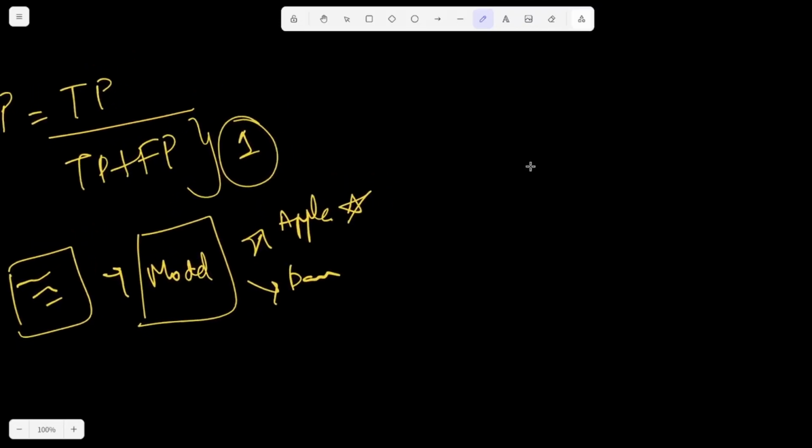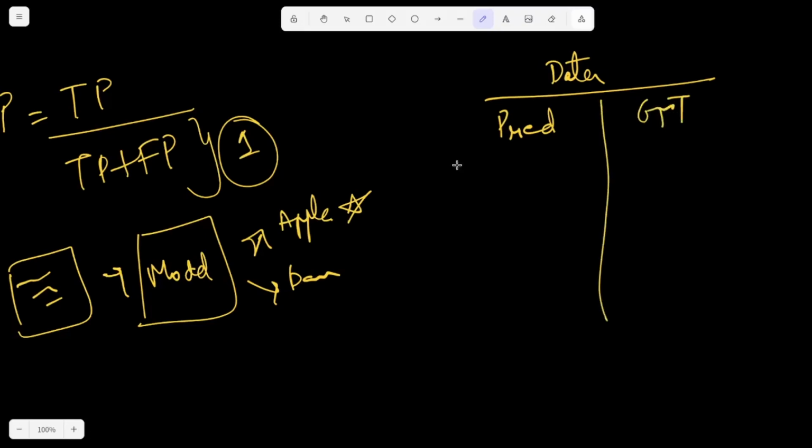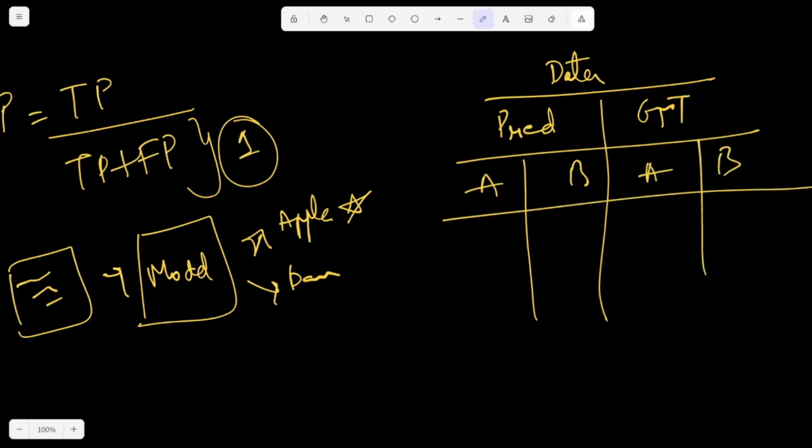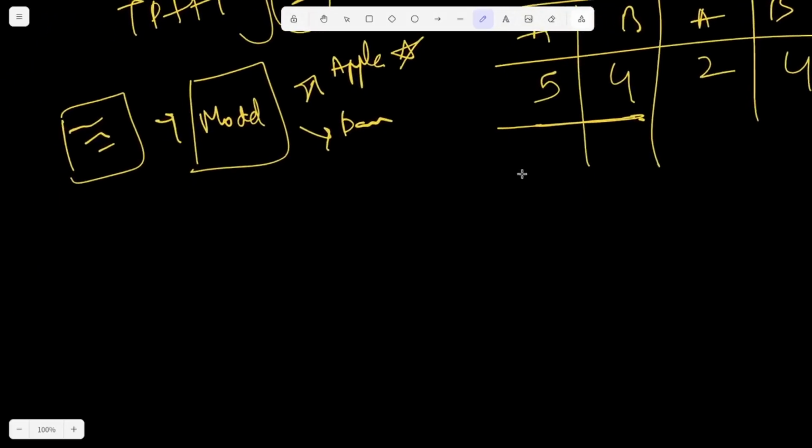But before that, let's define the ground truth data set itself. Now let's consider this to be our data. We have the prediction and we have the ground truth. I'm sorry for my ugly handwriting, but this A belongs to apple and B to banana, obviously. So let's say our model predicted there to be 5 apples and 4 bananas. In actuality, there are 2 apples and 4 bananas. So this is the data set, okay? This is the result that comes in after passing it into the model. Now let's calculate the precision for apples.